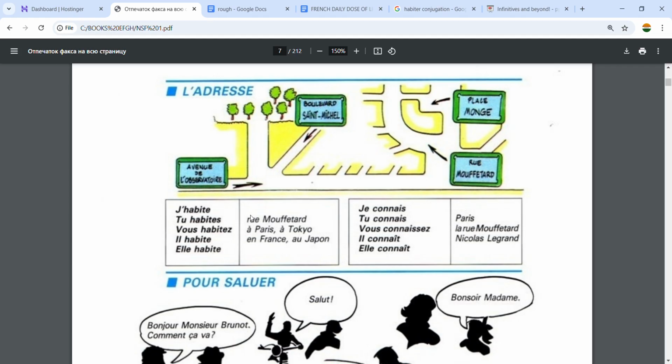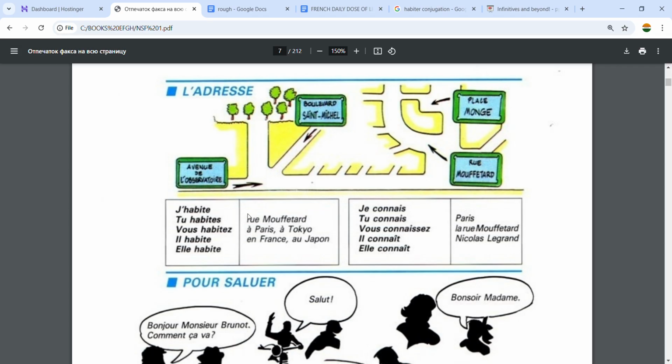J'habite rue Mouffetard à Paris, à Tokyo, en France, au Japon. For example, if I want to say I live on Mouffetard street in Paris, I will say j'habite rue Mouffetard à Paris, right? Or I can say j'habite place Monge à Tokyo. Or I can say j'habite en France, I live in France. J'habite au Japon, which means I live in Japan.